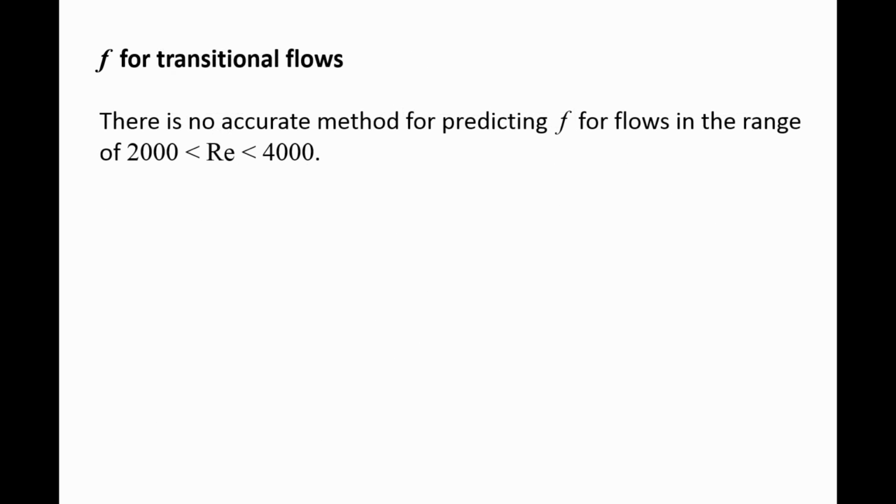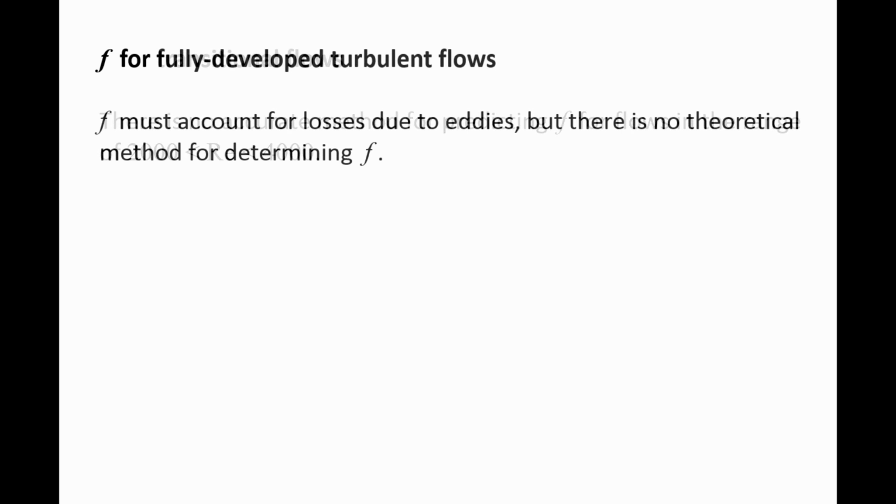For flows with a Reynolds number in the range of approximately 2000 to 4000, there is no accurate method of predicting the friction factor. For fully developed turbulent flows, the expression for the friction factor is different from the laminar expression because we must account for losses due to eddies.